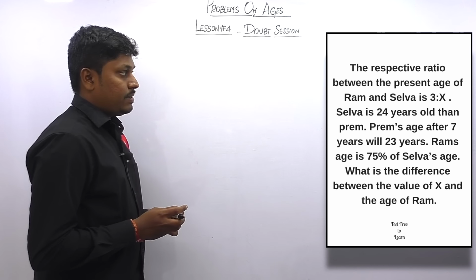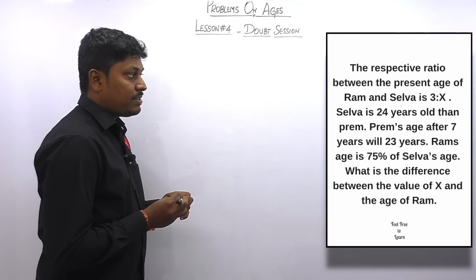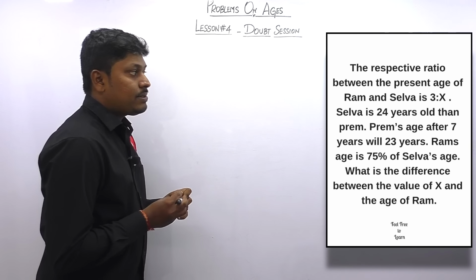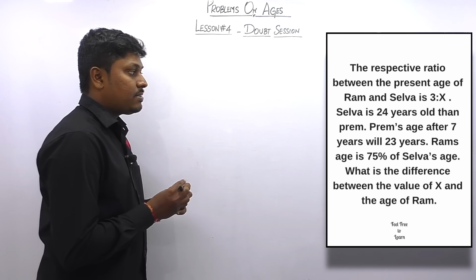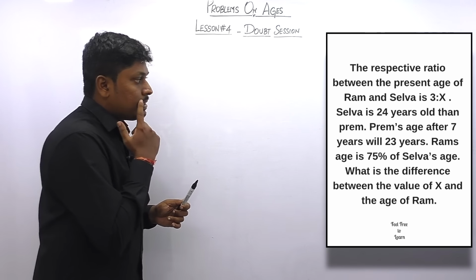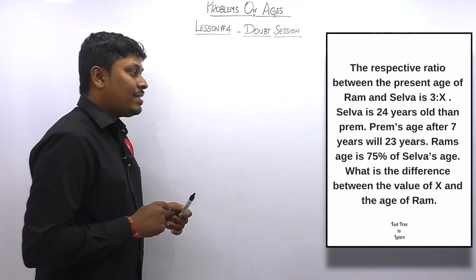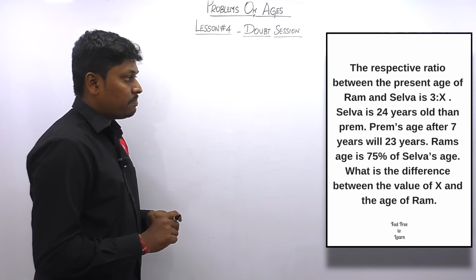Question number 7. The respective ratio between the present age of Ram and Selva is 3:X. Selva is 24 years older than Prem. Prem's age after 7 years will be 23 years. Ram's age is 75% of Selva's age. What is the difference between the value of X and the age of Ram?